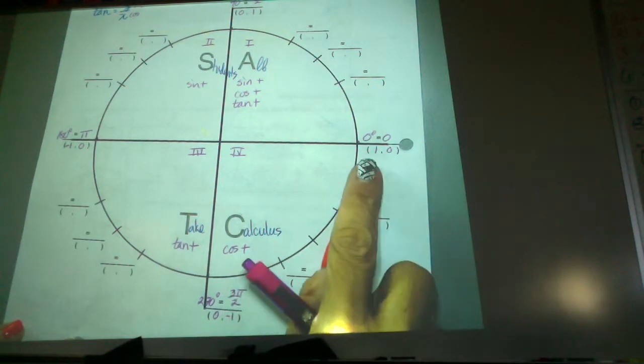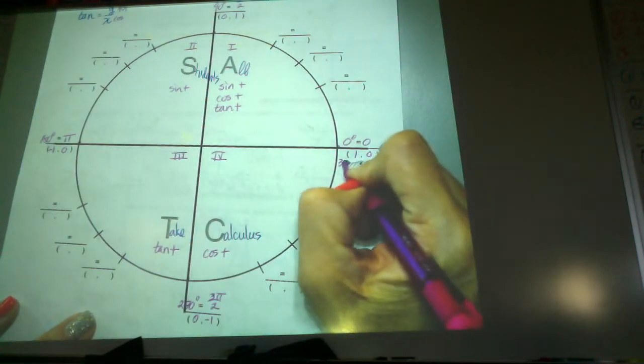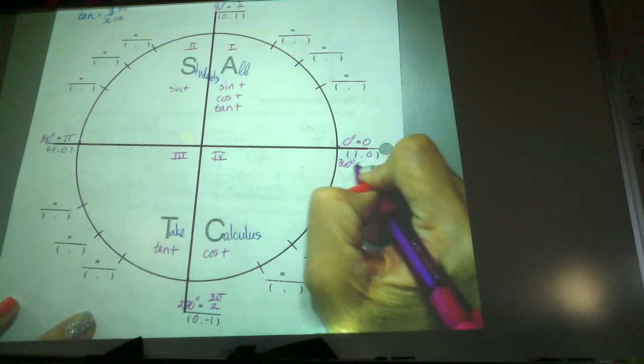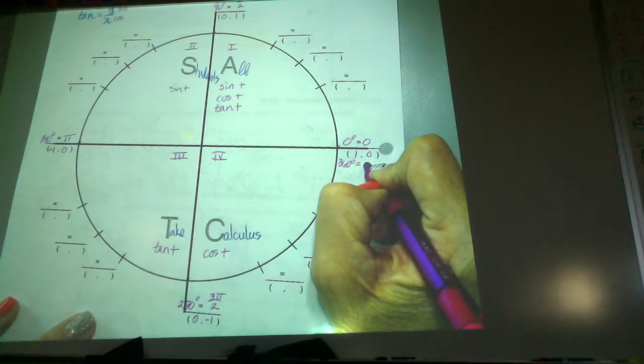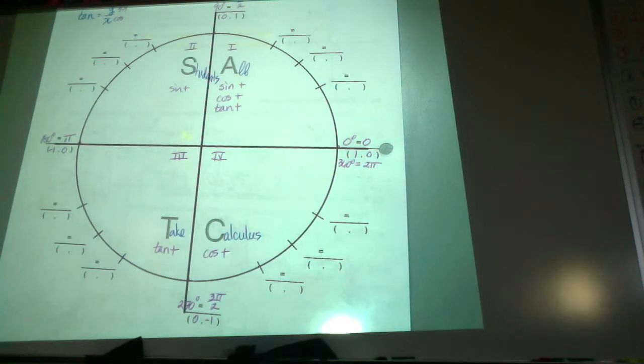Finally, we actually have another set here. As we reach here, doesn't this become 360 degrees with a radian measure of what? 2 pi. So 0 degrees and 360 degrees are coterminal angles. They both have the same sine and cosine. Cosine is 1, sine is 0.